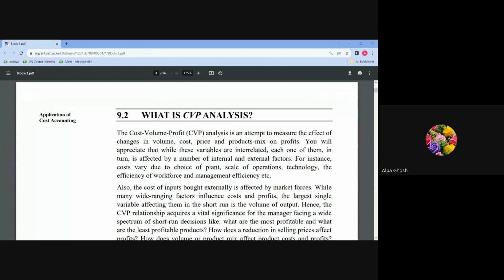So all these factors, whether it is volume, that is quantity, whether it is cost, or price, their effect on profits need to be analyzed.